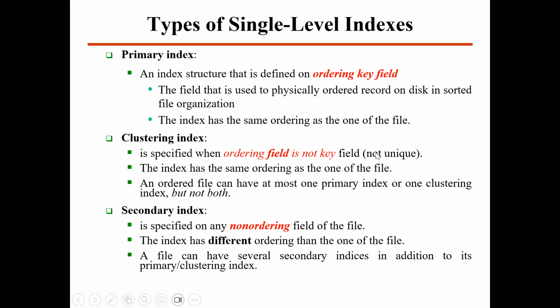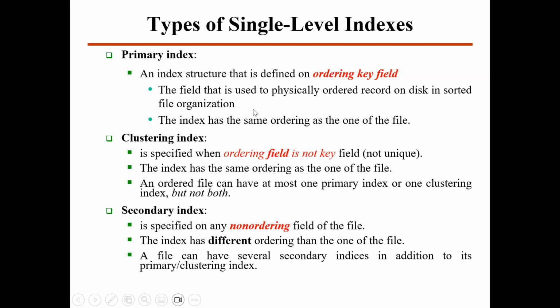It says that whenever we have a field which can allow duplicate values, meaning a non-key value, not unique, and you want to make an index on it while the file is ordered in a sorted way, then you make a clustering index. The index has the same ordering as that of the file. An index file can have at most one primary index or one clustering index at a time. You either have a primary index or the clustering index.